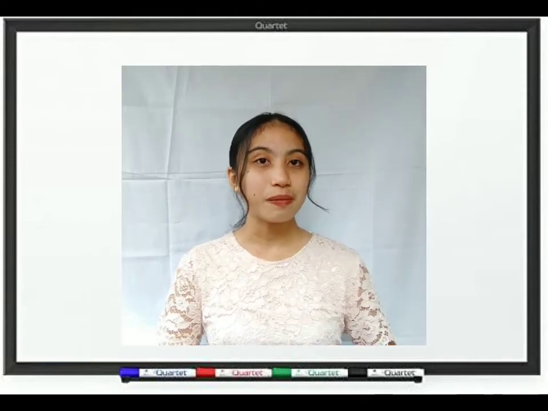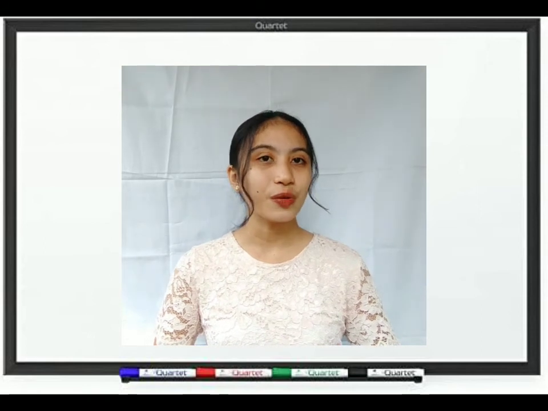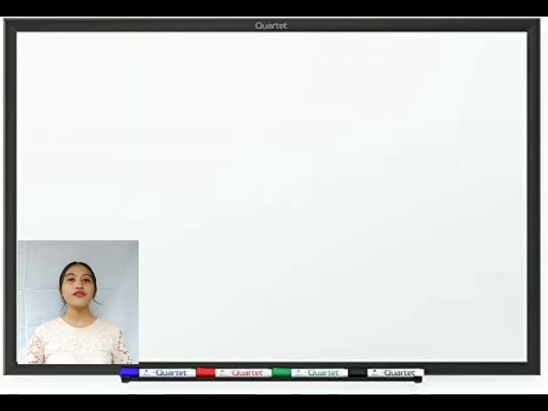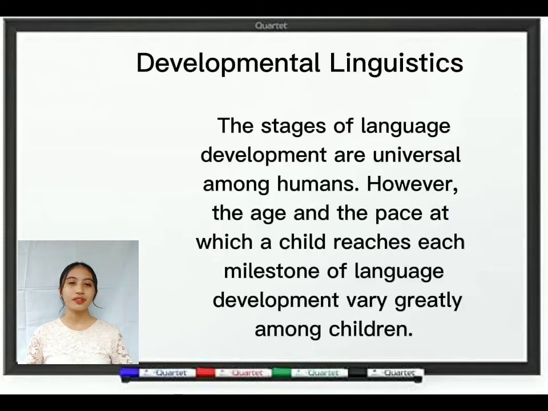That's all with pragmatics, and let's move on to developmental linguistics. Developmental linguistics is a branch of linguistics that analyzes how a person's language capacity develops through time, particularly in children. It focuses on how toddlers learn to communicate in a variety of situations, such as the acquisition of syntax and other linguistic skills during childhood.